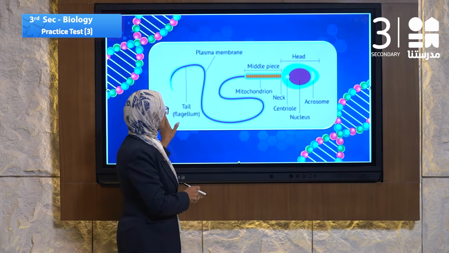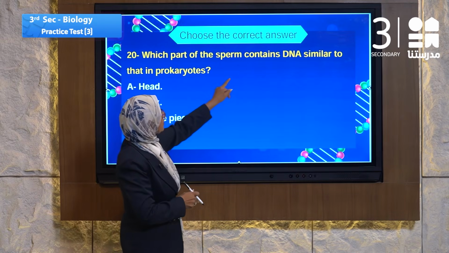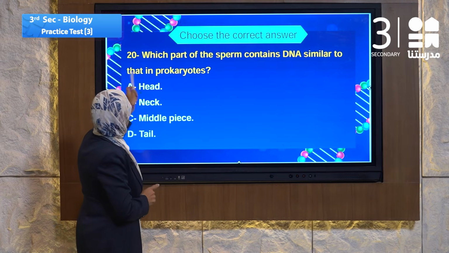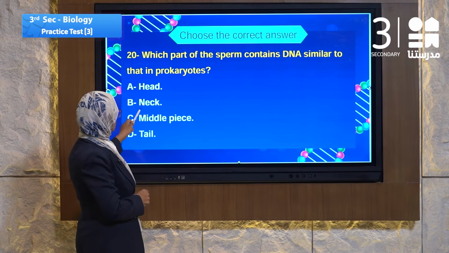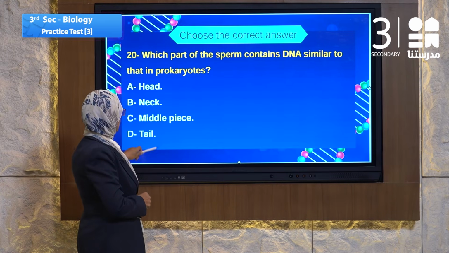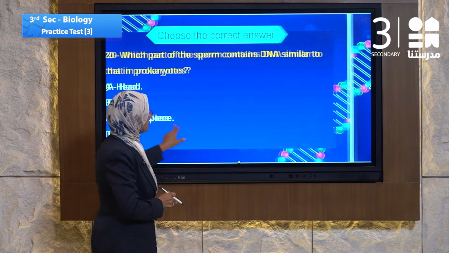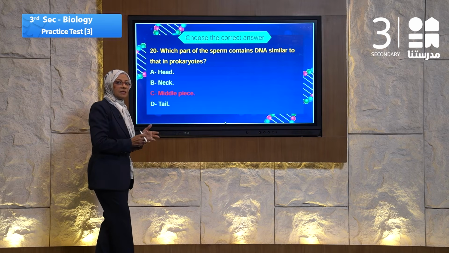So let's read the question again. Which part of the sperm contains DNA similar to that of prokaryotes? Not head, not neck, they don't contain any DNA. Middle piece and tail: the middle piece contains mitochondria, so the answer must be C, middle piece.